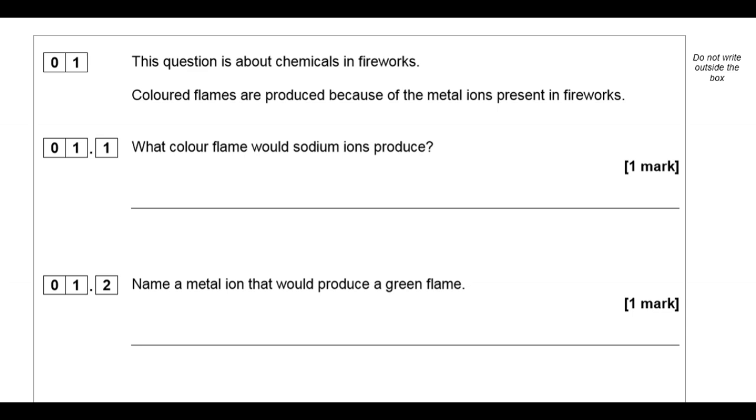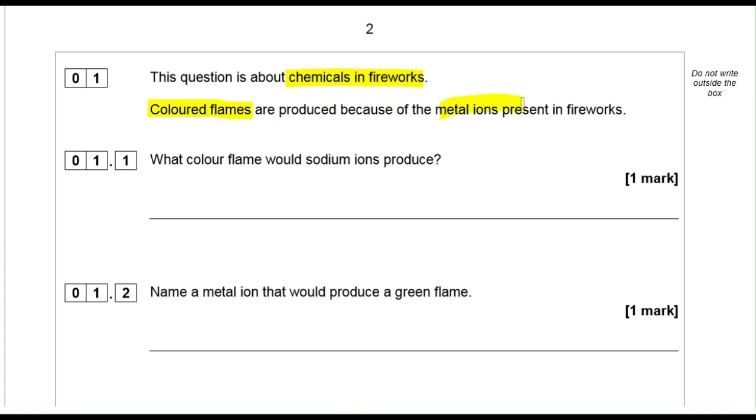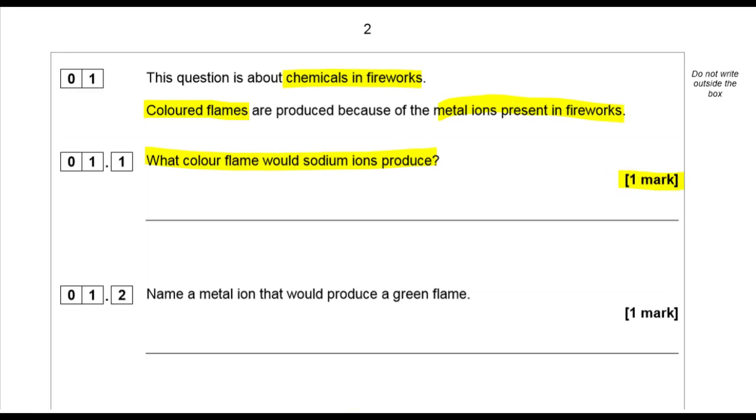Right, let's get cracking. Question 1.1. This question is about chemicals in fireworks. Coloured flames are produced because of the metal ions present in fireworks. What colour flame would sodium ions produce for 1 mark? This is a straight recall from the periodic table or the work on analysing positive ions. And the answer is yellow or orange for 1 mark.